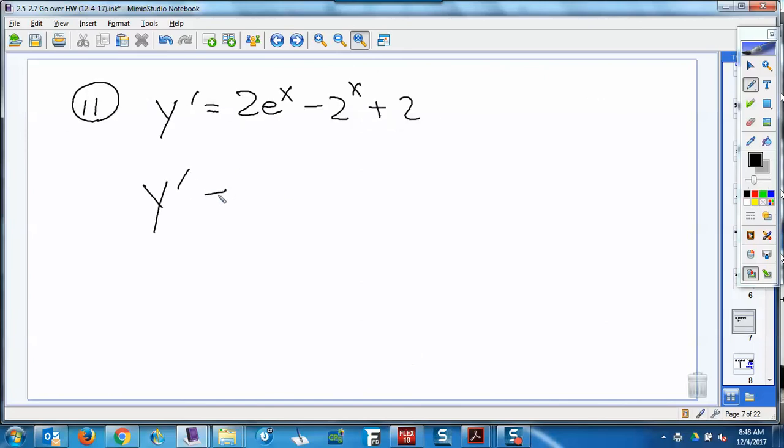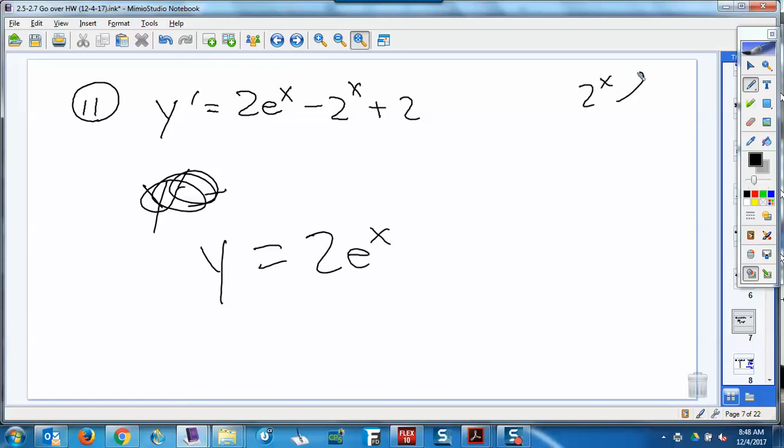Solving this means find the original function y. So let's just practice our derivative and antiderivative rules. What's the antiderivative of 2e to the x? 2e to the x. What's the antiderivative of 2 to the x? Now remember, the derivative of 2 to the x is this, right? But we're doing the antiderivative, so we're probably going to have to tack on that. Remember, we did one of those earlier? 1 over ln2 is just a number. It's just going to hang out there.